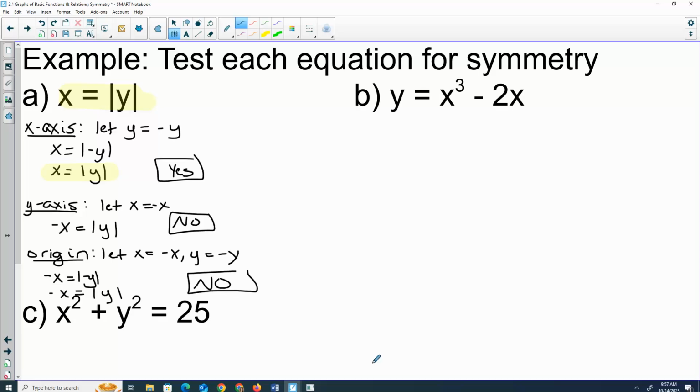It can have more than one type of symmetry, which is why I checked all three. It's also possible that none of them will work. This particular graph is only symmetric to the x-axis. Let's try another one.